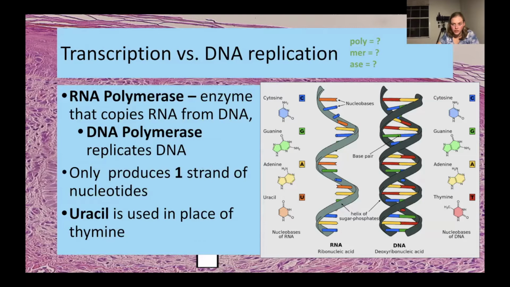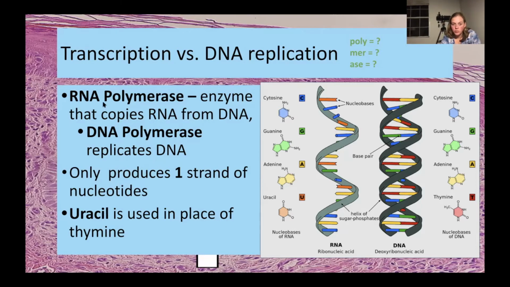So let's compare transcription and replication. With DNA replication, we are copying DNA. We are making two identical DNA molecules that are going to be double-stranded. To do that, we use an enzyme called DNA polymerase. Poly for many, mer for part, ase for enzyme. So DNA polymerase is an enzyme that puts many parts together to make DNA. And this is going to give you two identical double-stranded DNA strands.